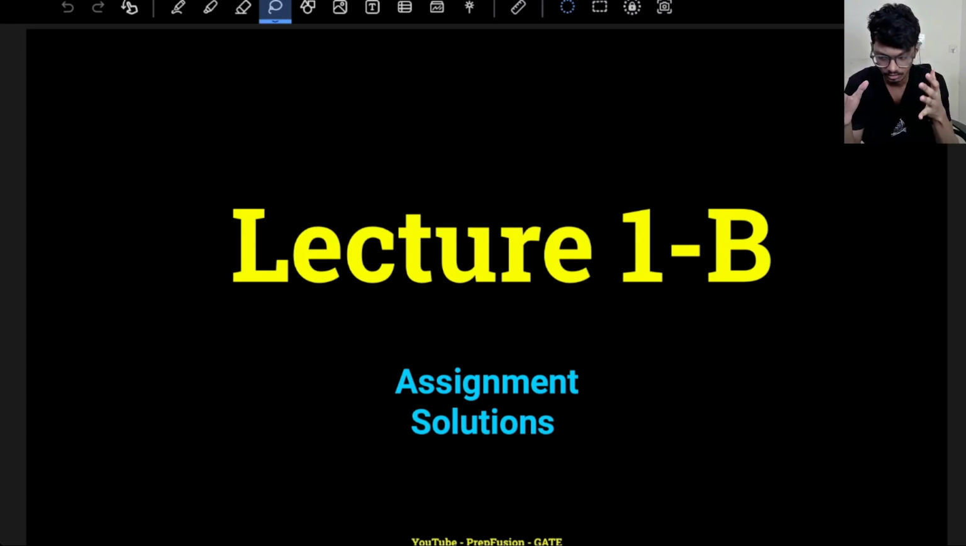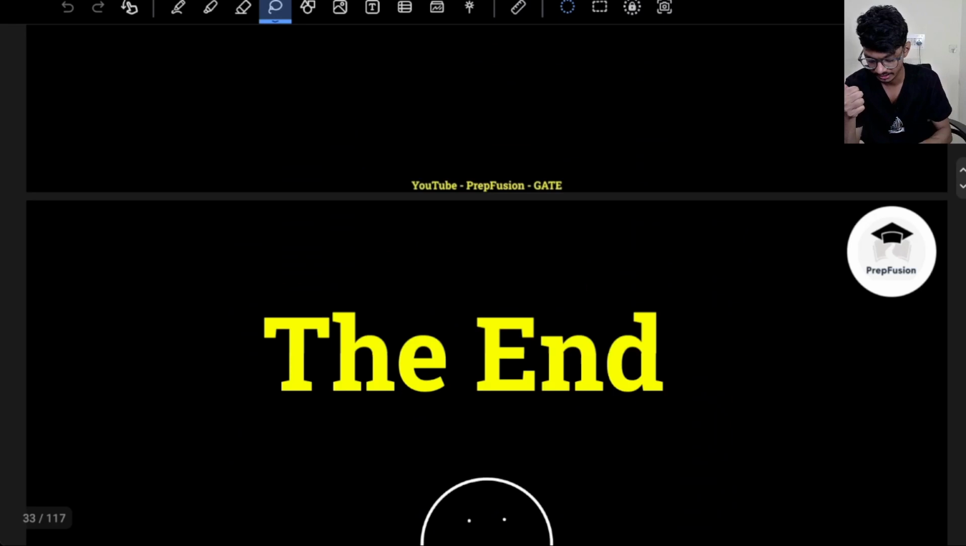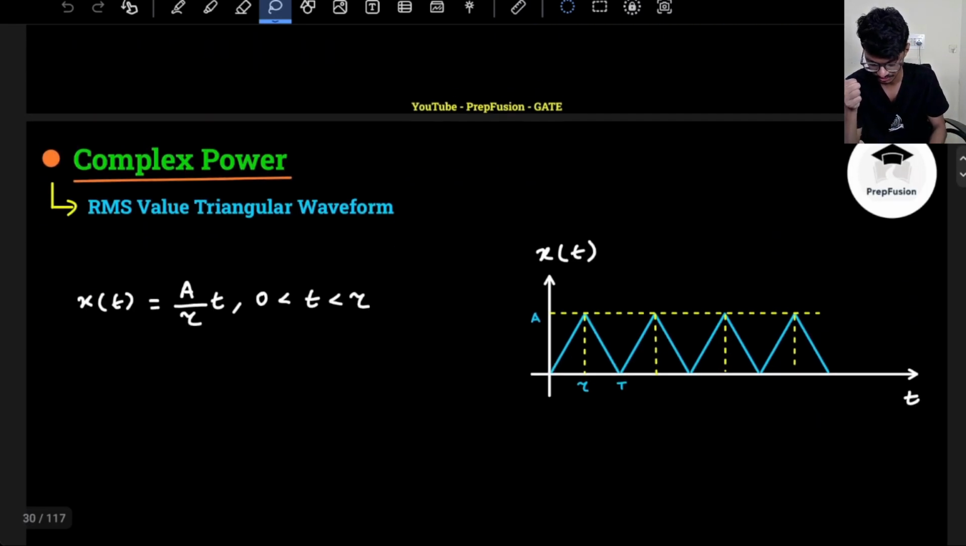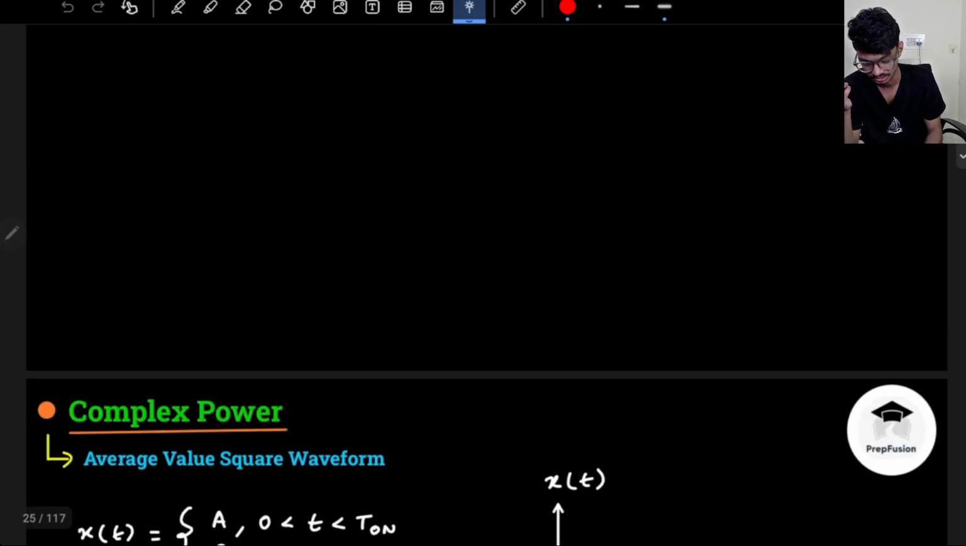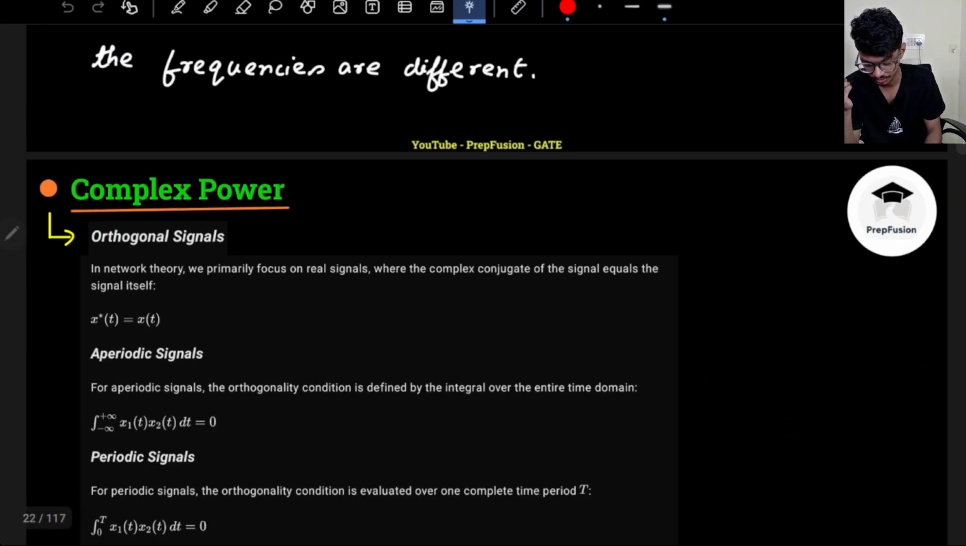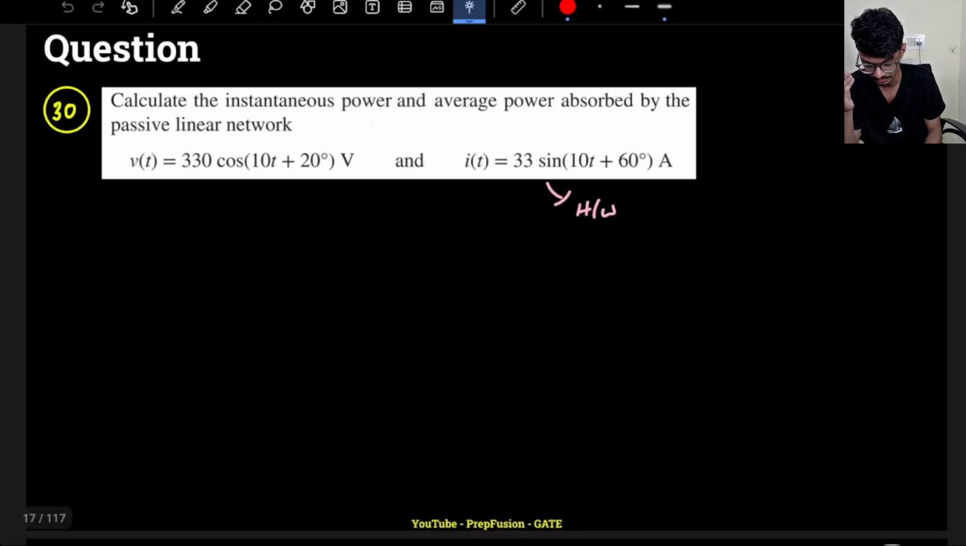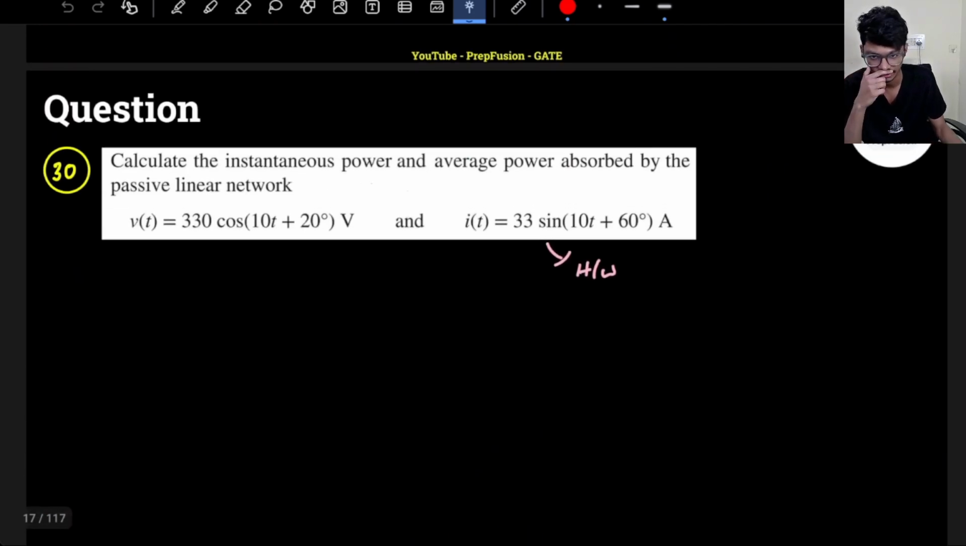I'm Anish and today we will start lecture 1B of our complex power chapter. Mainly we will discuss the homework problem, and I also gave you one homework to derive the expression for the RMS and the average value of a triangular periodic waveform, and a few more questions we will discuss. So this was the first question, which was a very simple question that I gave you as homework.